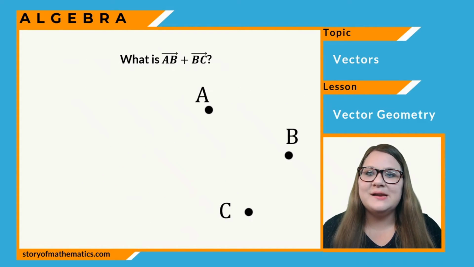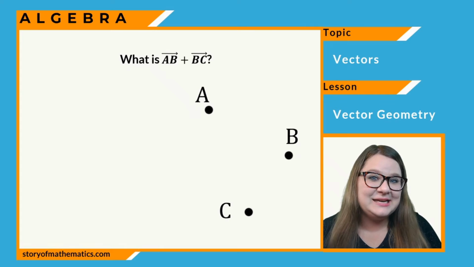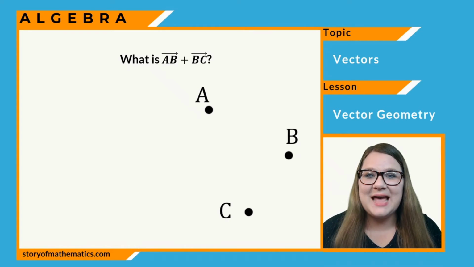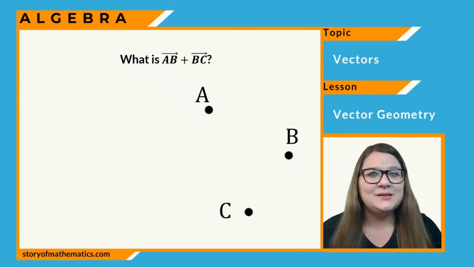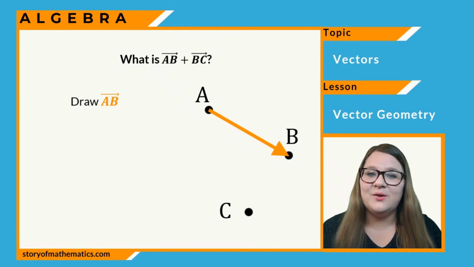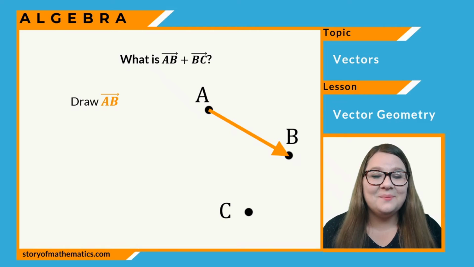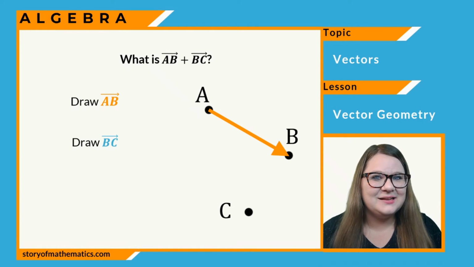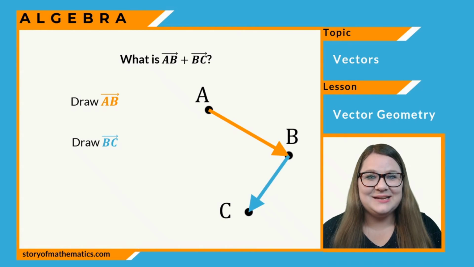So let's say I want to find out what AB plus BC is. And you can see that I have the points A, B, and C here. So I'm going to start by drawing AB. That means I start at A and I go towards B. Then I'm going to draw BC, starting at B, going towards C.